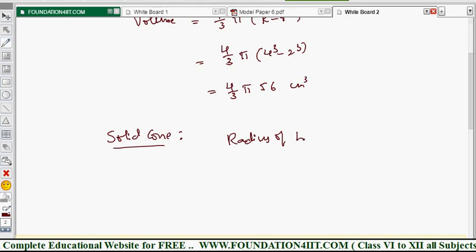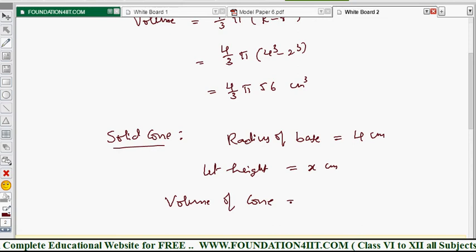So the radius of the base is given, that is 4 centimeters. Let the height be x. So the height we need to find out. Let height be x centimeters. So radius is 4 and height is x. Then the volume of the cone.